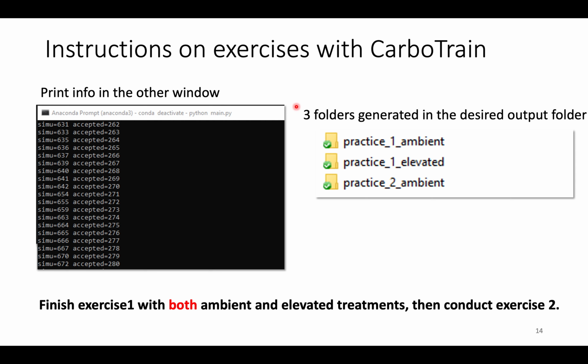After exercise 1 successfully finishes, 3 folders will be generated in the output folder you chose. You can also find a subfolder named figure in each of the 3 folders. Notice you have to finish exercise 1 with both ambient and elevated CO2 treatments. Then you can conduct exercise 2. Otherwise, an error will occur.